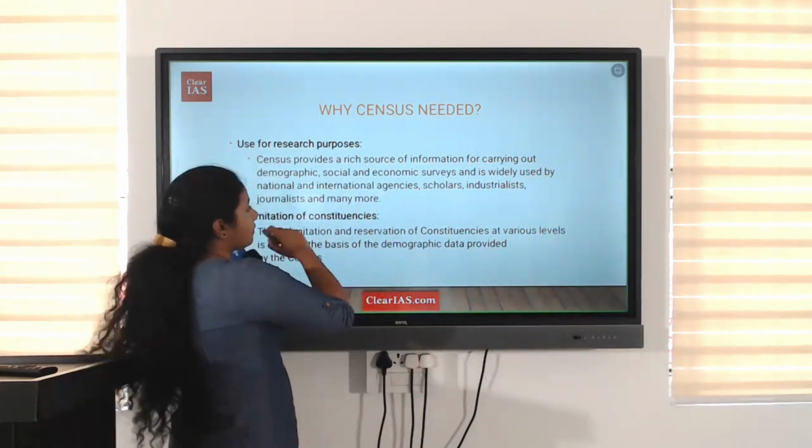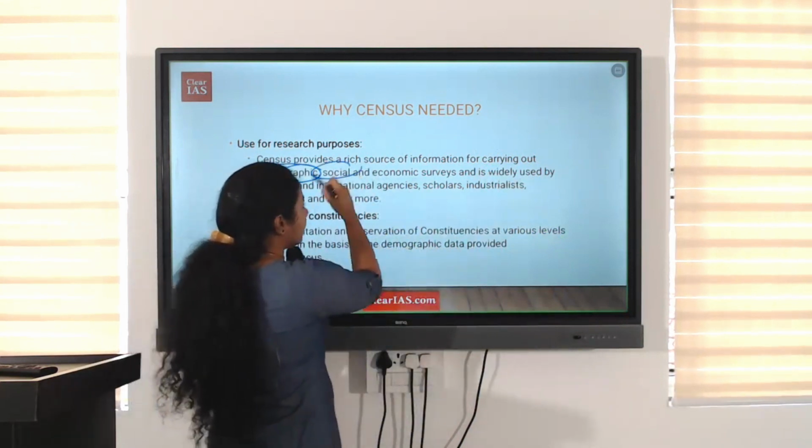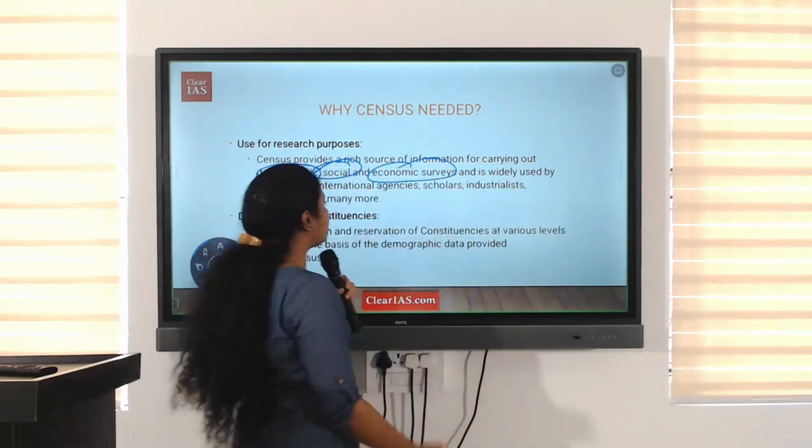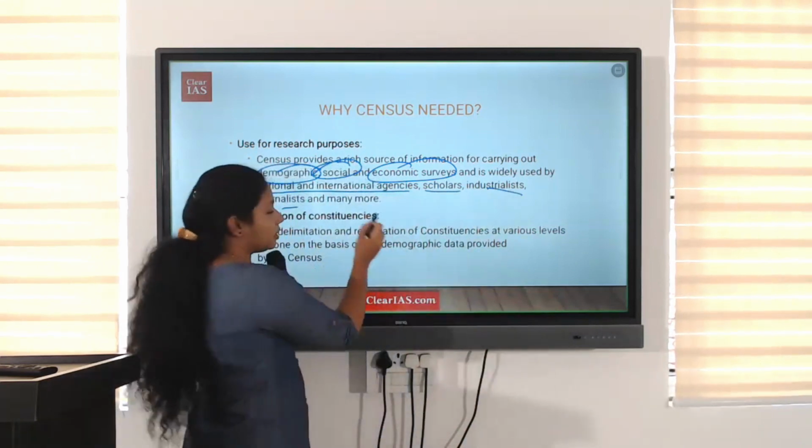Clear? Census provides a rich source of information for carrying out demographic, social, and economic surveys, and is widely used by national and international agencies, scholars, industrialists, journalists, and many more.